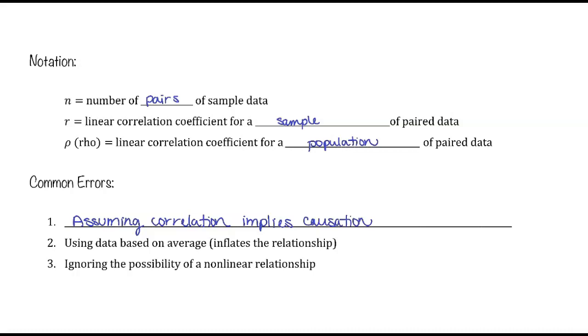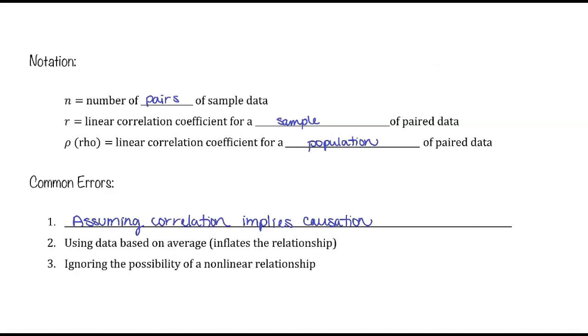Just because there's a strong relationship between two variables does not mean that one of those is causing the other. The second common error is using data that's based on average. We need to be working with raw single data values, not averages. When you work with averages, this can really inflate the relationship between the two variables and exaggerate the results.